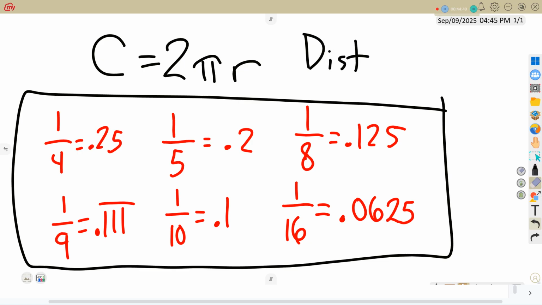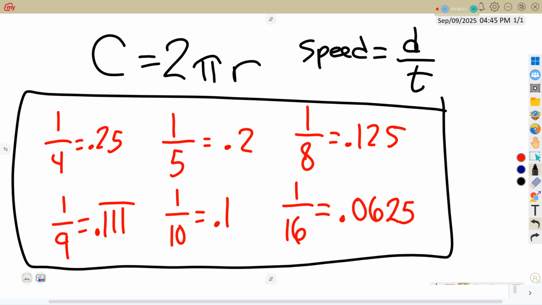Then I guess you'll also want to know the speed formula, right? The speed formula that we use, because there will be one problem that you'll have to calculate on the test, and that's what we do. Speed is distance divided by time.